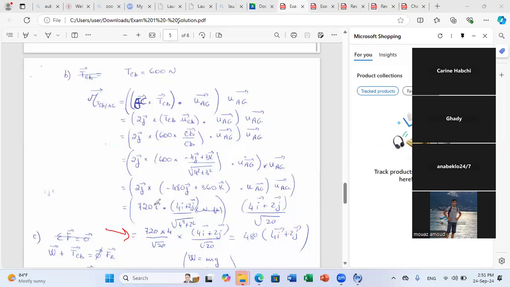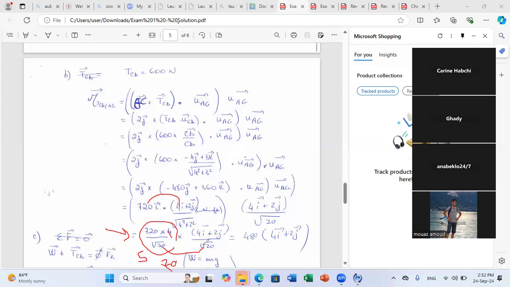First, in the dot product we take the i component times the i component, so 720 times 4 over radical 20. i dot j is 0. Okay, so this is the first term. Now we just need to multiply by this. You have radical 20 times radical 20, which is 20. And you have 4 over 20, which becomes 1 over 5. So 720 over 5.